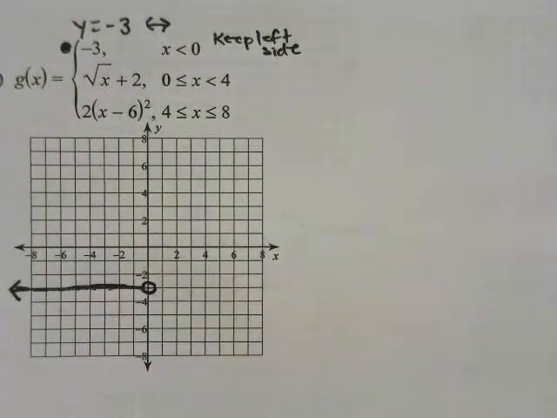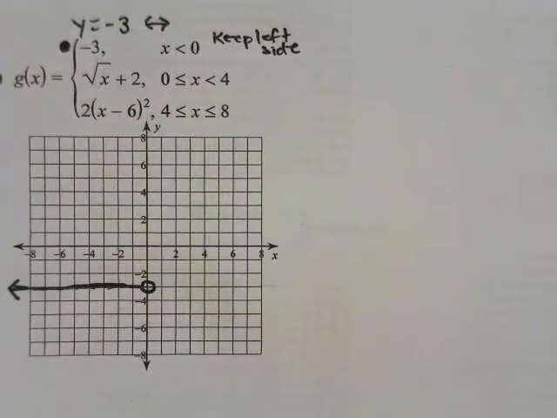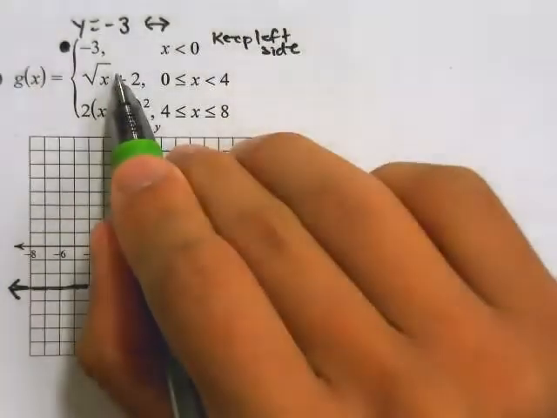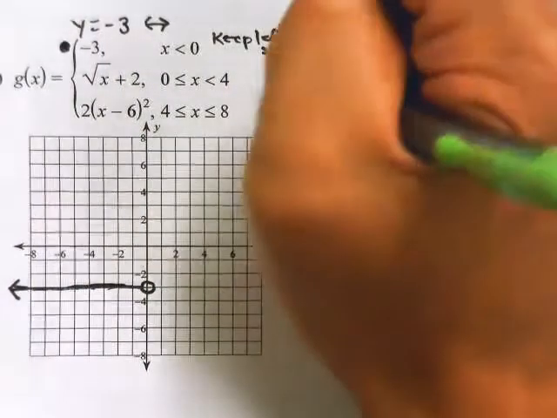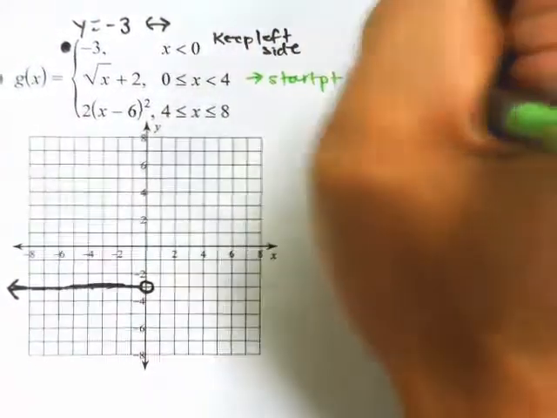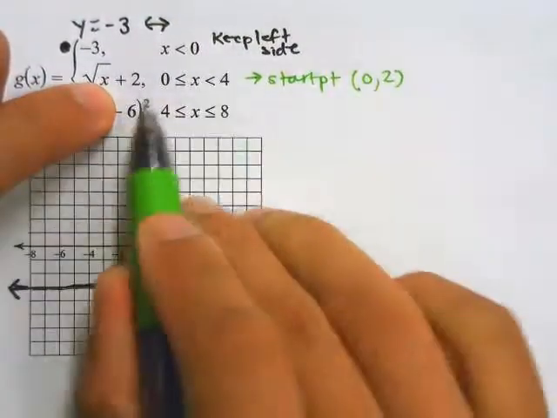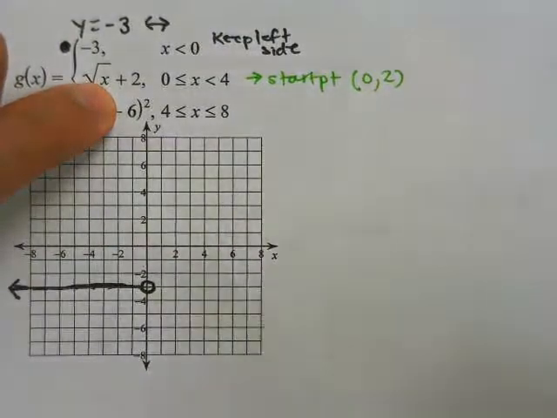Then I'll do the second one in lime green. Let's do this one. We got a square root function. And we've done parent graphs before. These previous 2 lessons were parent graphs. So I'm just going to do our starting point. Our start point for this one here is, well, there's nothing by the x, so it's going to be 0, 2. So we're going to start on 0, 2.